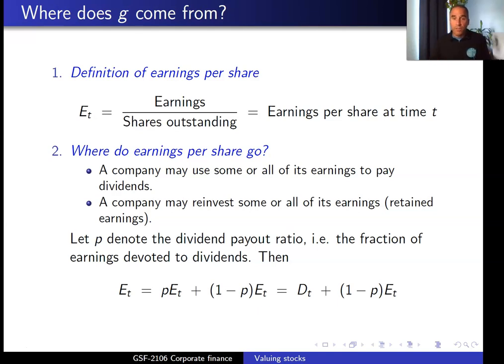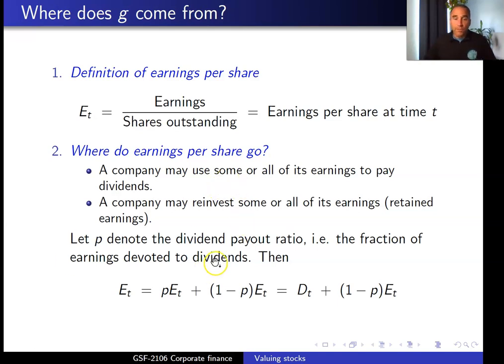A company may use some or all of its earnings to pay dividends, or a company may reinvest some or all of its earnings. And we will call the reinvested earnings retained earnings. So let p denote the dividend payout ratio, the fraction of earnings which will be paid to shareholders as dividends.